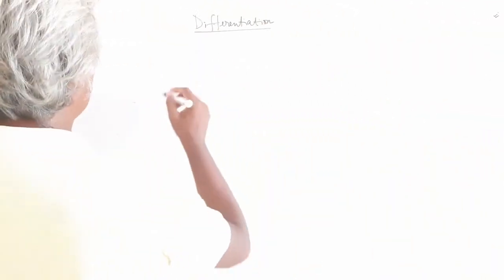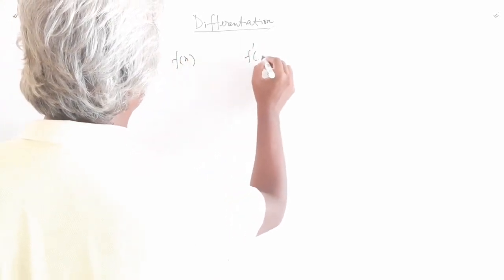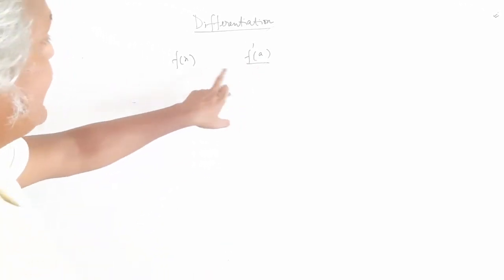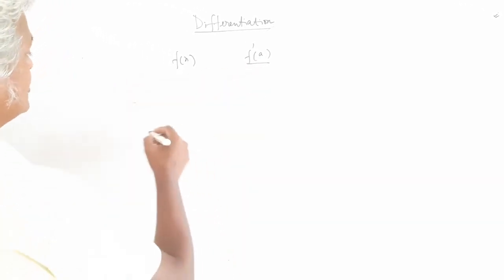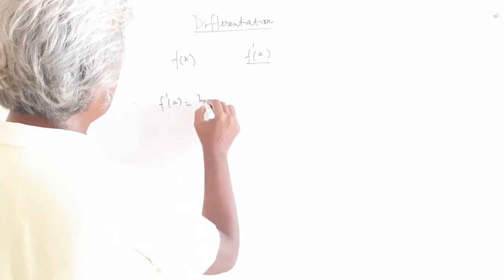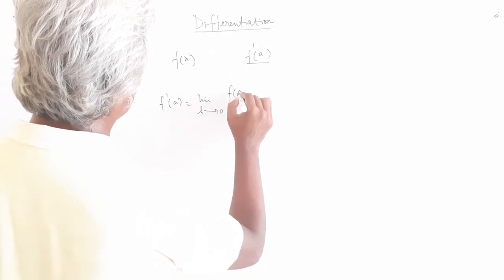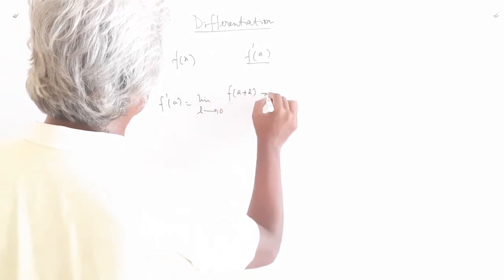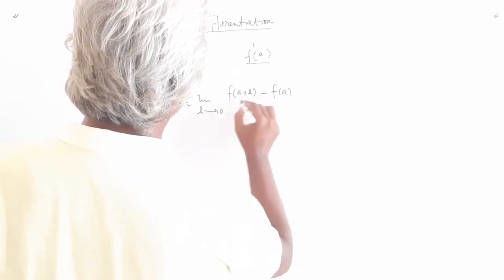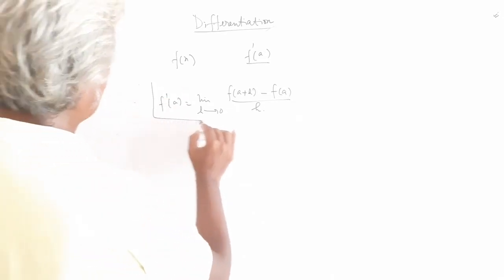So if we have a function f(x) and we want to find f dash a, it means we are finding the differentiation of the function at x equals a. The ab initio method says that f dash a is the limit as h tends to 0 of f(a plus h) minus f(a) over h. This is again the very same concept of the limit.